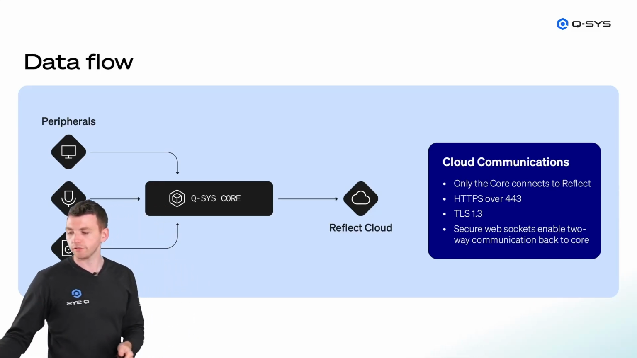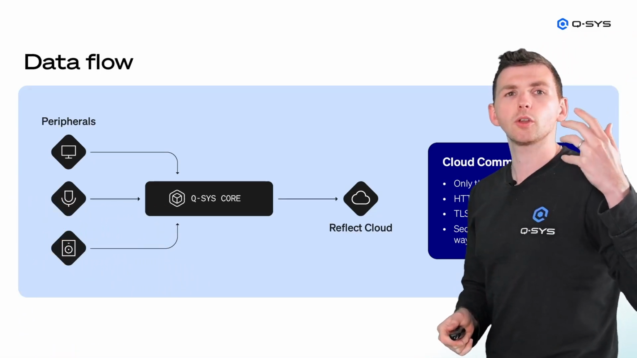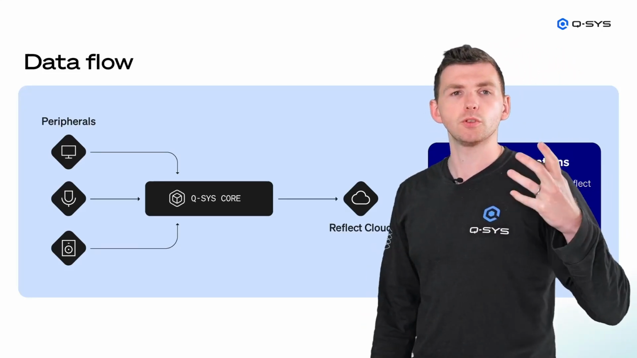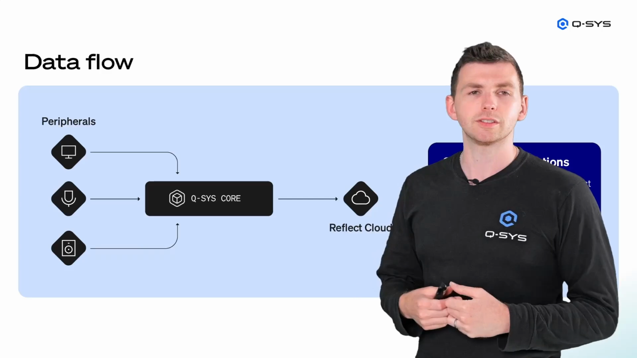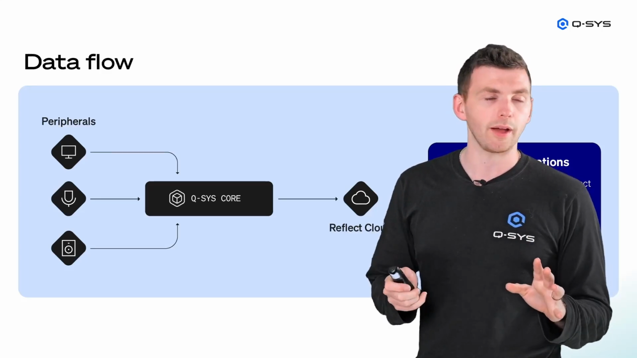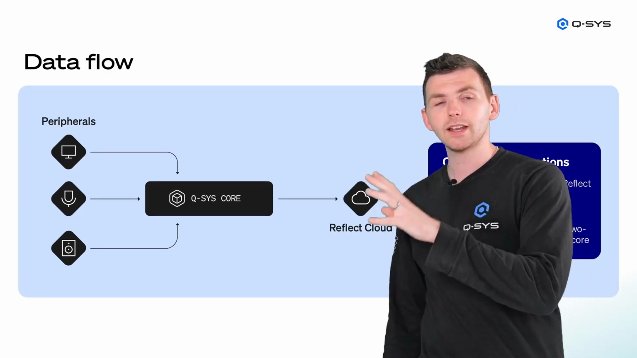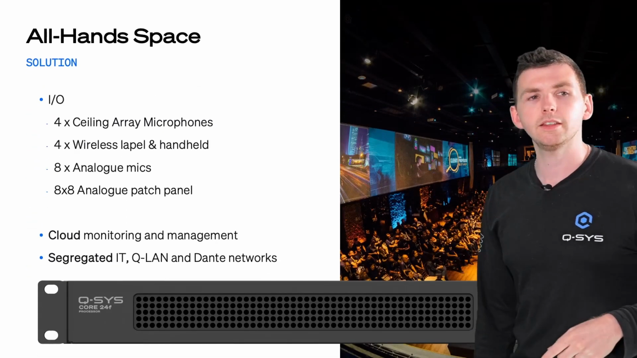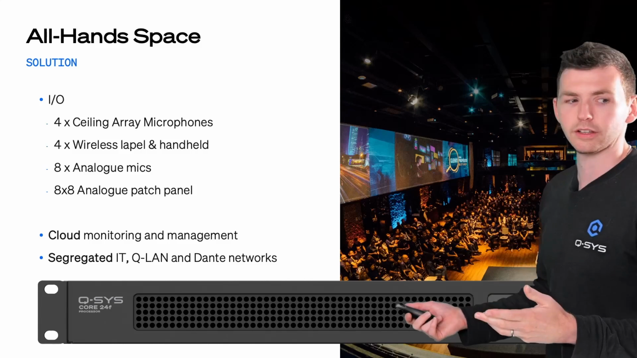There is also a Reflect Plus option, which includes a lot of write access, so you can actually make changes, bring up things like remote UCIs, and bring up that Q-SYS Designer remotely, which is hugely powerful. So that's it. We can actually use that with every system, but we're particularly going to use it right here in the all-hands space. Okay, so there's our Core 24F.